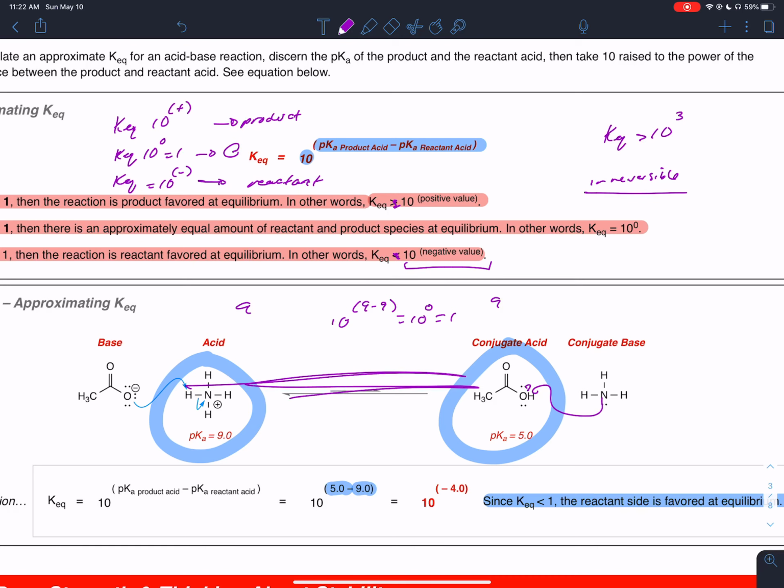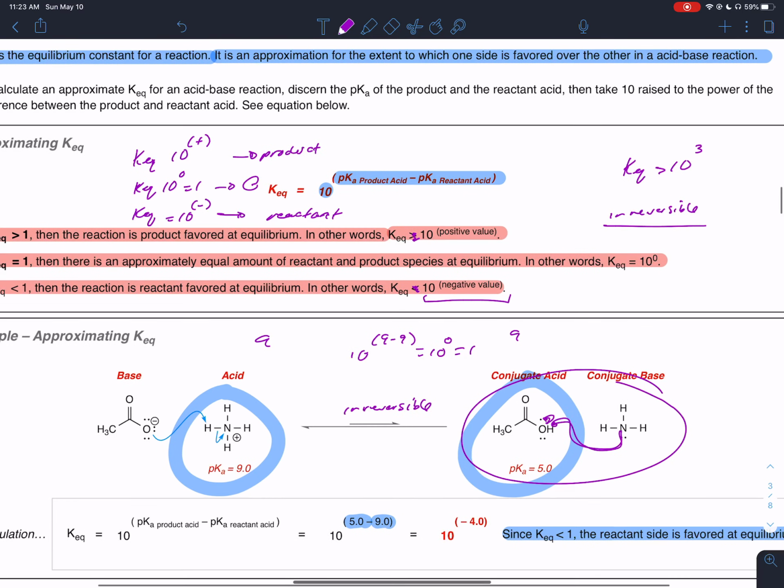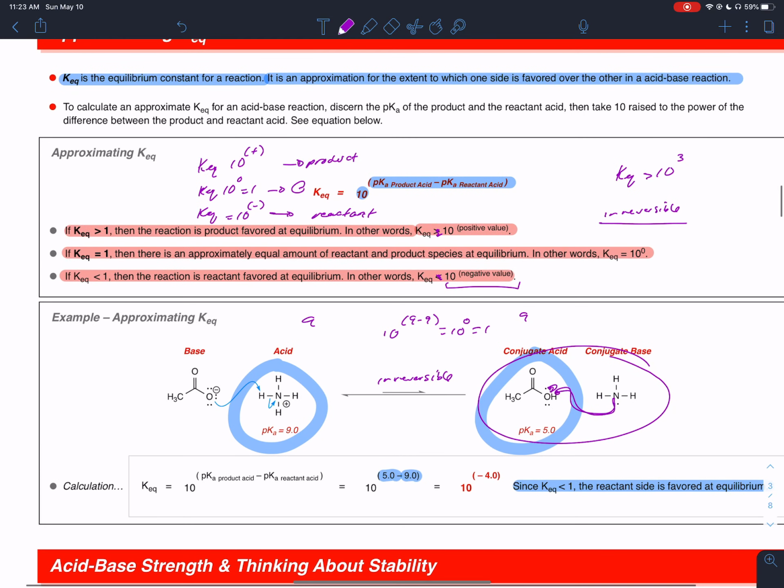Yes, there still is some back and forth, but the concentration of these two species will be so large in comparison to these that we consider this particular acid-base reaction, NH3 deprotonating the carboxylic acid, to be irreversible, and we would form a vast predominance of our reactant side species. So be familiar with this idea of approximating KEQ and what that means in terms of product favoredness or reactant favoredness of an acid-base reaction.